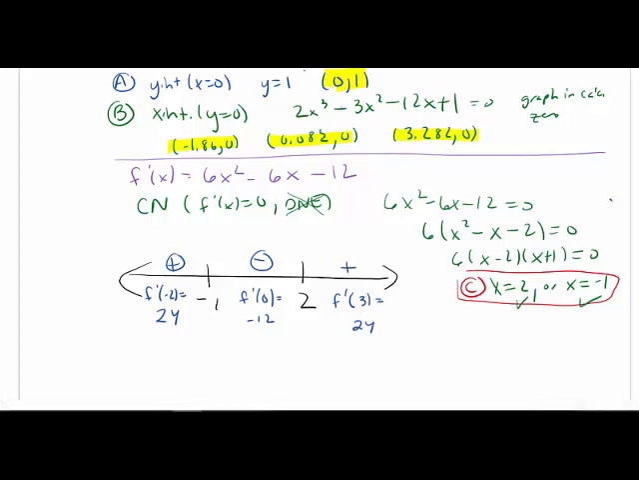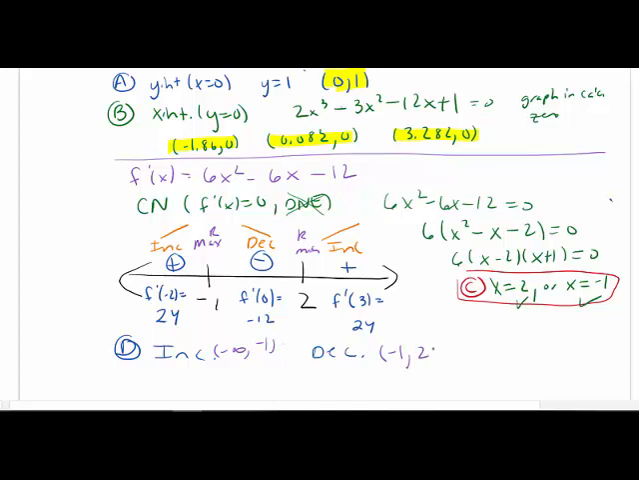So remember what this means. This means that I'm increasing, I'm decreasing, I'm increasing. So based on that piece as well, I should know that I have a relative max here, and a relative min here. So I can answer my questions from here. So D says, where am I increasing? Where am I decreasing? So I am increasing from negative infinity to negative 1. I'm decreasing from negative 1 to 2. And I'm increasing again from 2 to infinity. So that's my answer for D.